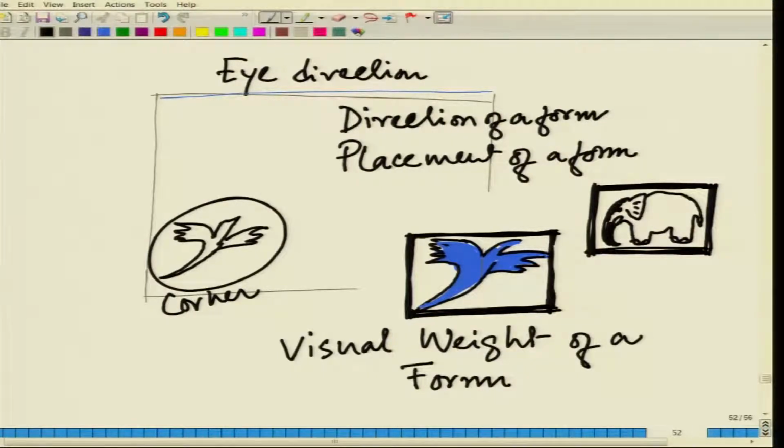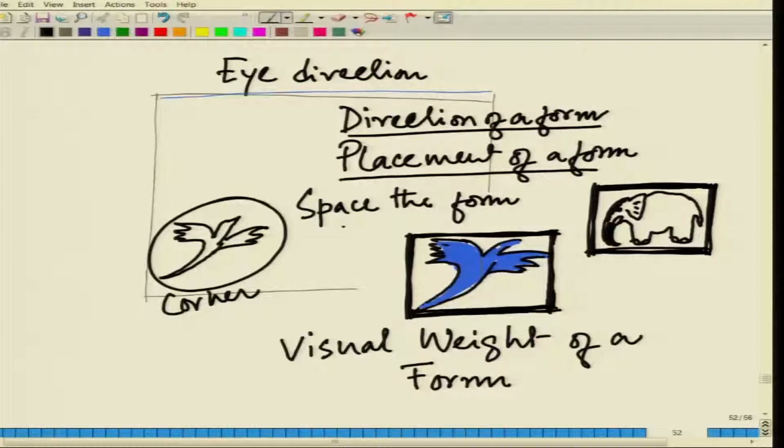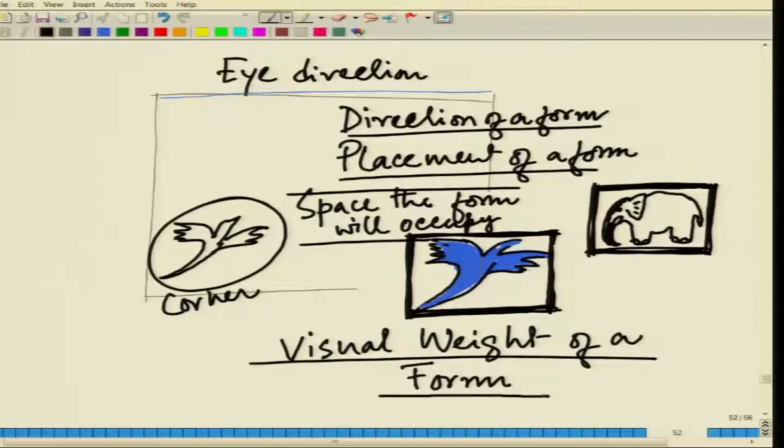So, there are lots of factors like the direction of a form, the placement of a form, also the space the form will occupy. They are all the factors that will work as a determining factor of how stable or how static the form is. Now, stability and being static are not the same word, we will come to that.